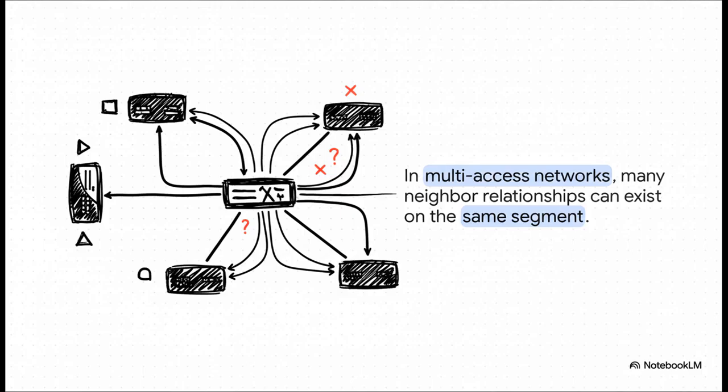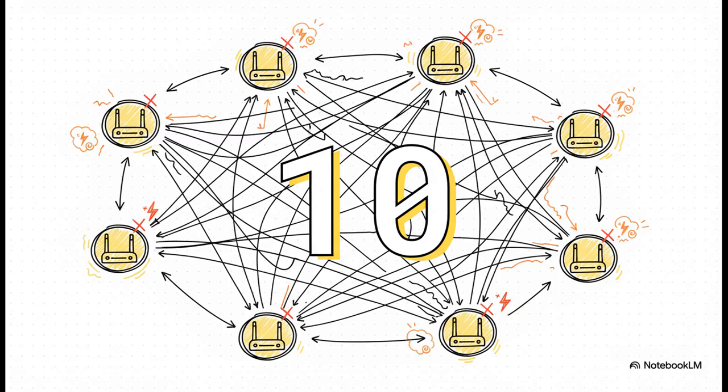Now here's the problem. If every single one of those routers tried to become full-on neighbors with every other router, it would just be a chaotic, noisy mess of updates. And the math on this gets ugly fast. The number of connections you need just explodes exponentially. With just 5 routers in that office, you'd need 10 separate neighbor relationships. 10 routers? That jumps to 45. It's not going to work.